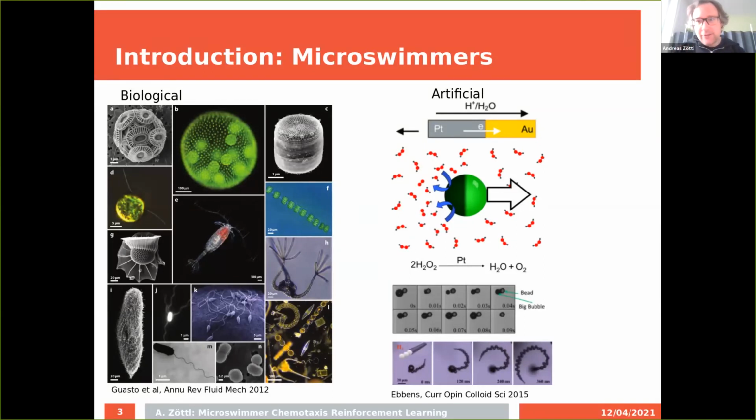There are two main differences between biological and artificial microswimmers. One difference is the locomotion strategies, so the artificial ones typically have different strategies. And also, biological microswimmers usually have an internal sensing machinery where they can make decisions and decide where to swim, whereas for artificial microswimmers, there is more external control.